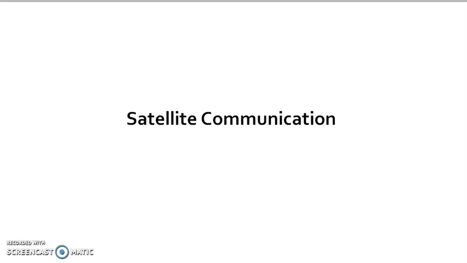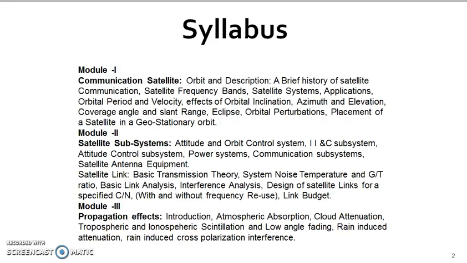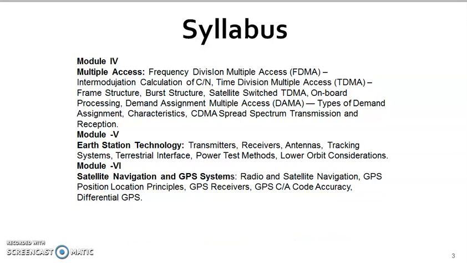We have completed 4 modules earlier, and before the mid-semester exam we completed these 3 modules. One more module we have seen, module 5, Earth Station Technology, that we have finished. Now we have 2 modules remaining, that is multiple access, module 4, and satellite navigation GPS system, module 6. We need to take 6 plus 6, a total of 12 lectures, to complete the syllabus.